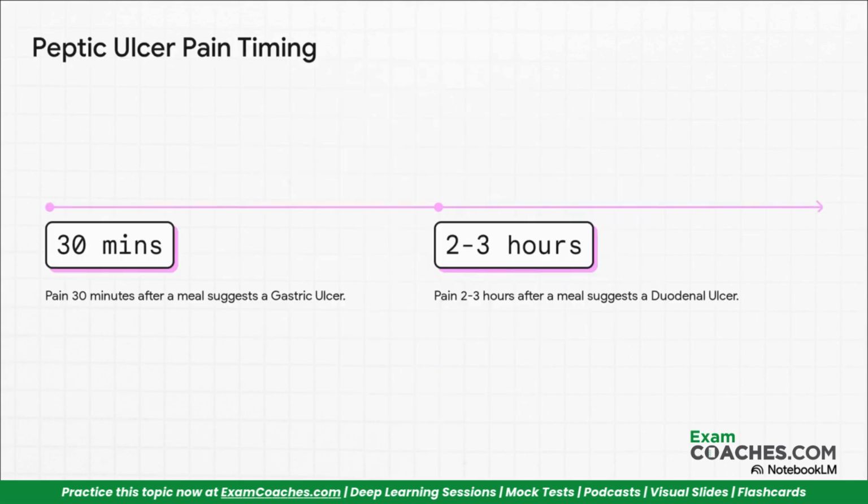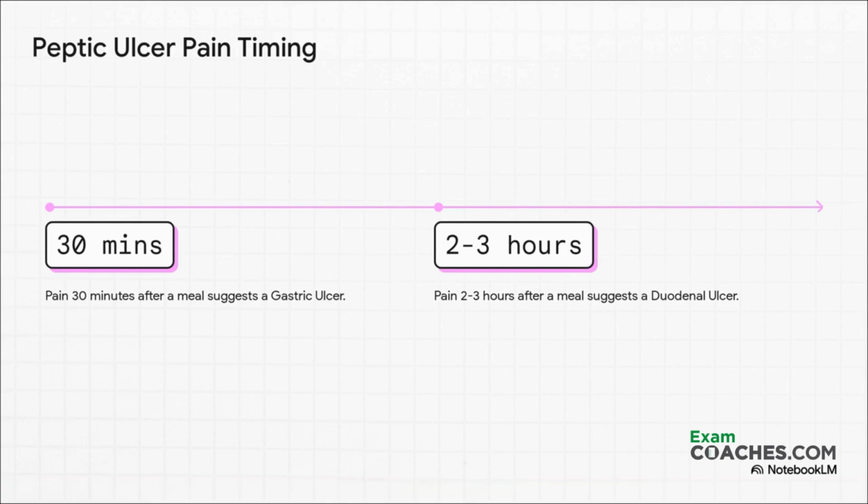And here's why that timing is absolutely everything. It's so logical when you think about it. If the pain hits like 30 minutes after a meal, it's probably a gastric ulcer, right when food and acid are churning in the stomach. But if the pain comes 2 or 3 hours later, well, the food and acid have moved on to the duodenum. That strongly suggests a duodenal ulcer. It's a simple, elegant timing trick that can score you major points.